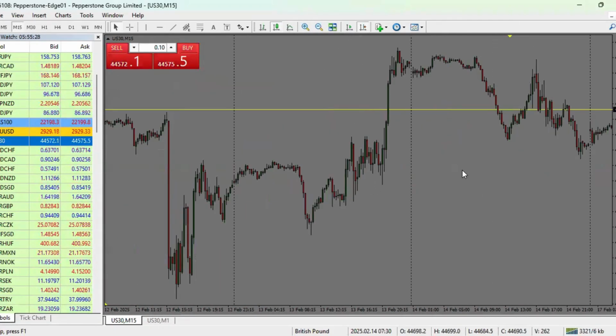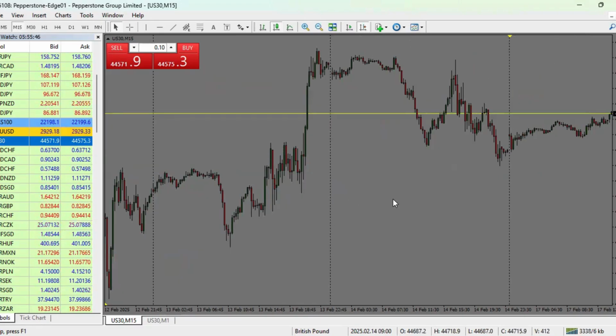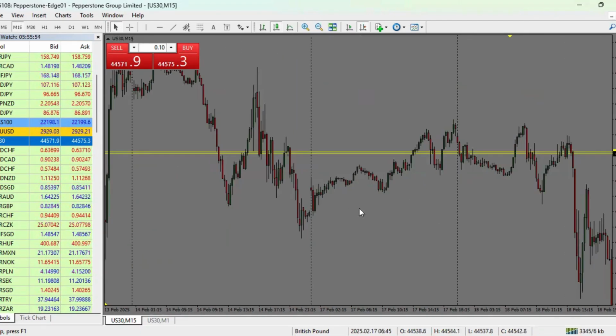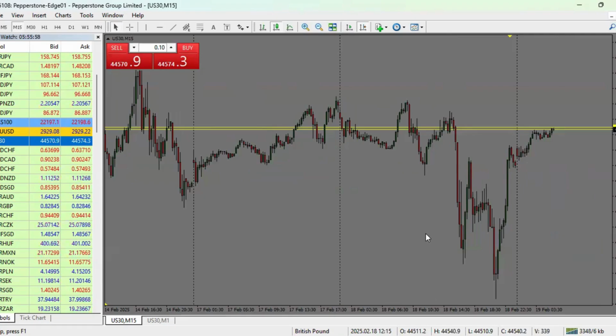Tell me how many times you have entered a trade and almost immediately the market moves 40, 50, even 100 pips against you. The biggest reason is because you are not able to read price action. You're not able to tell when the price is actually in a very strong momentum, or when the price is set up for reversal, or when the price is actually at a trap zone.